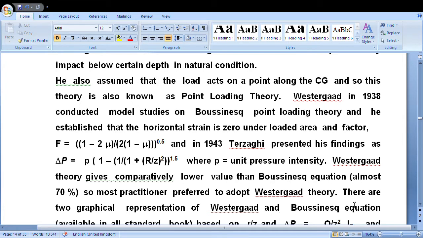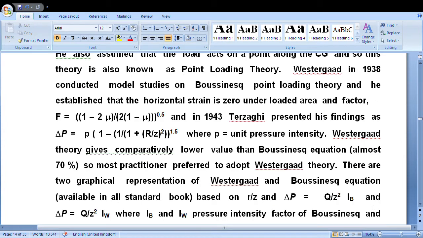So most practitioners prefer to adopt Westergaard theory. Therefore, Westergaard theory is commonly used. In Westergaard theory, the thickness of the compressible stratum should be considered as 1.5B, whereas in the Boussinesq equation it comes to 2B. So even I prefer to adopt Westergaard theory, and the thickness is 1.5B.